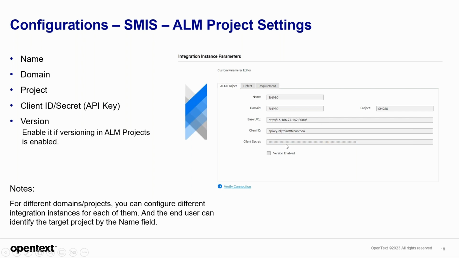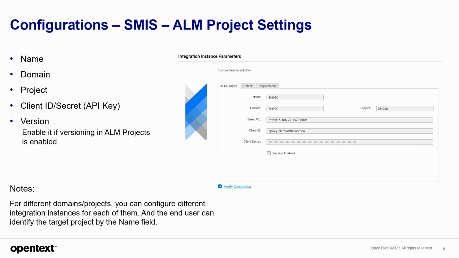Client ID and client secret, as we introduced in previous slides, the values can be obtained from ALM API access. In the API access, you can get them for one user. For whichever user you want to configure here, you can get the corresponding client ID and client secret. Version enabled version checkbox.